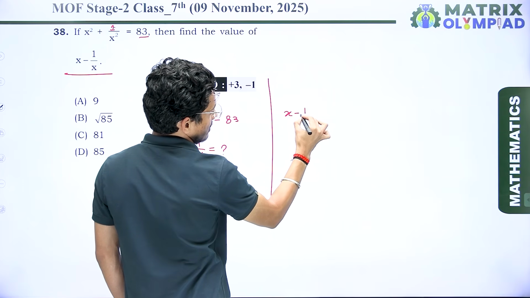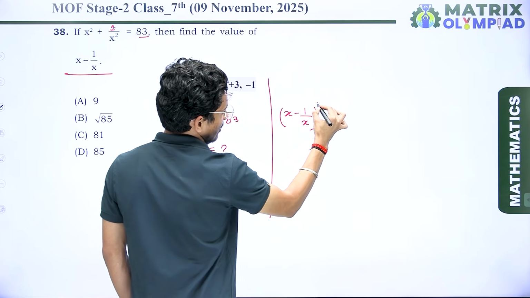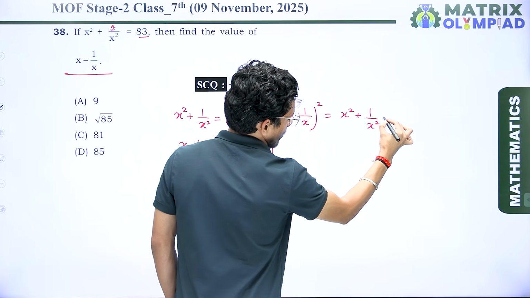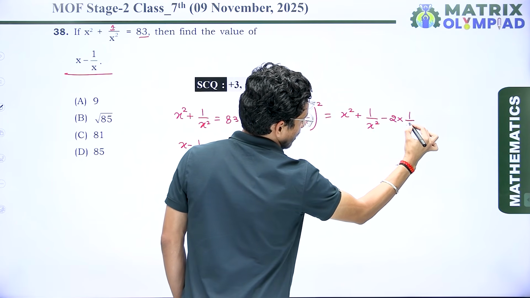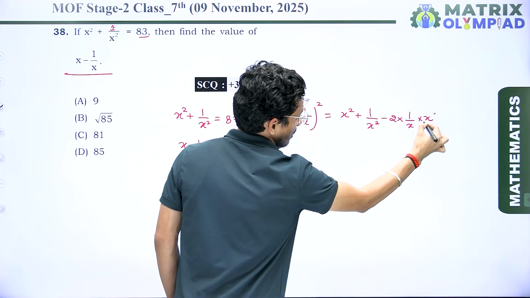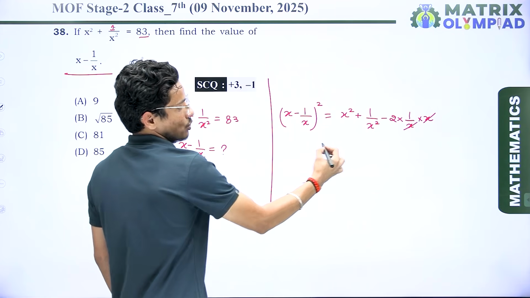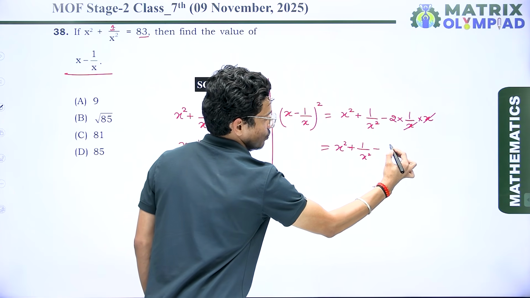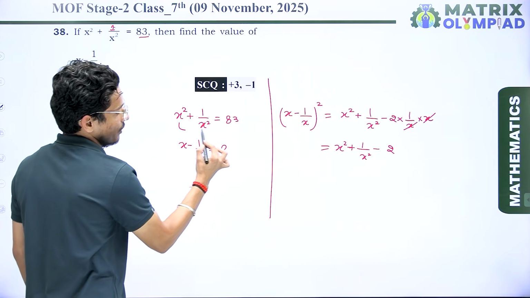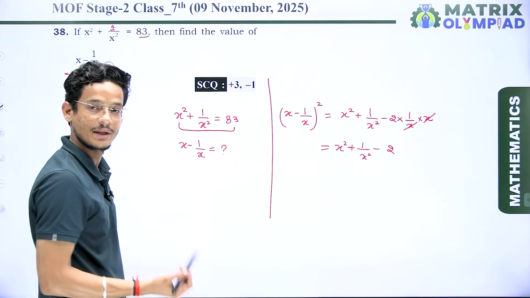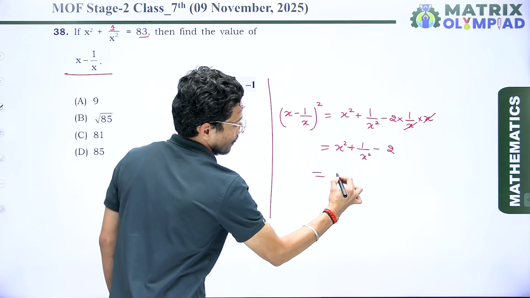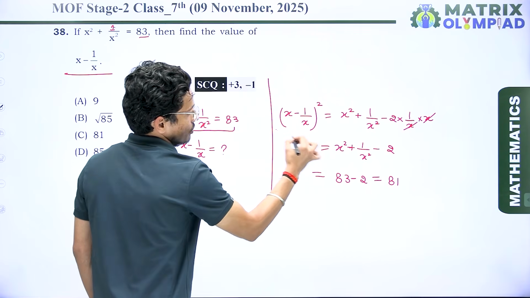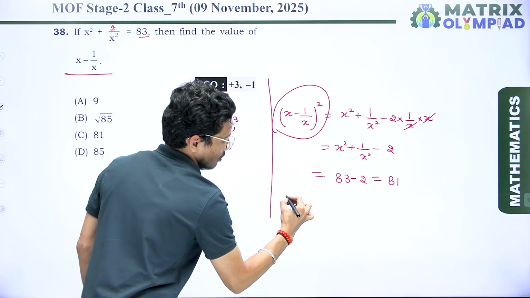So I can write here x minus 1 upon x whole square, that is x square plus 1 upon x square minus 2 multiply 1 upon x multiply by x. So here we can say x to x cancel out. So I can write here x square plus 1 upon x square minus 2, and we know the value of x square plus 1 upon x square is equal to 83. So I can write here 83 minus 2, which is equal to 81, and that is also equal to x minus 1 upon x whole square.